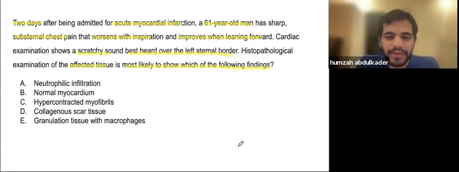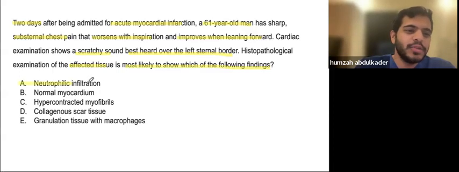Okay, I need you guys to be more confident in your answers. Yeah, so the answer here is A, neutrophilic infiltration.